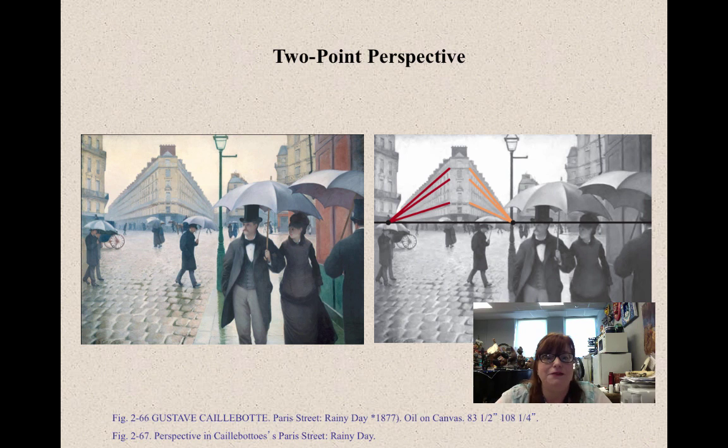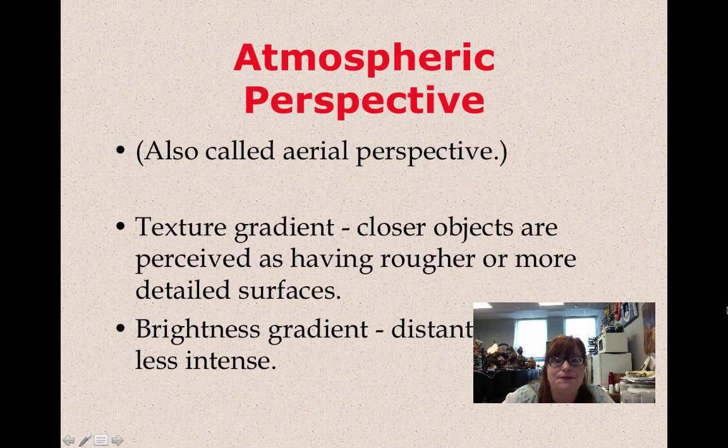And then here we have a later painting from the 19th century by Gustave Caillebotte, called Paris Street, Rainy Day. Here there are two vanishing points, here and here, and he's using them to make this building very realistically recede into the background. And then there's also atmospheric perspective, also known as aerial perspective. With this, there's a texture gradient, which means the closer objects are perceived as having rougher or more detailed surfaces, and then a brightness gradient: the distant objects are less intense. So let's look at that.